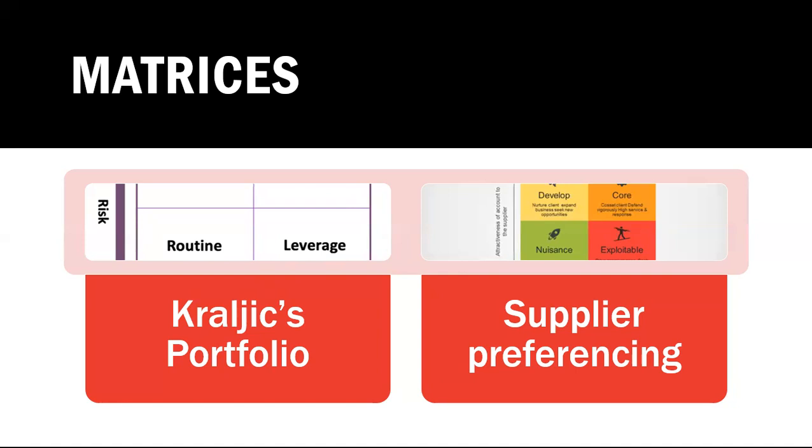In the supplier preferencing matrix, we also have 4 quadrants: nascent, exploitable, develop, and core. This matrix shows us how the supplier sees their customer. For nascent, they see that we have low value and low attractiveness, so they tend to ignore this type of customer. For exploitable, this type of customer is of high value but low attractiveness, so they will milk that type of customer, charging higher prices to recover their costs.